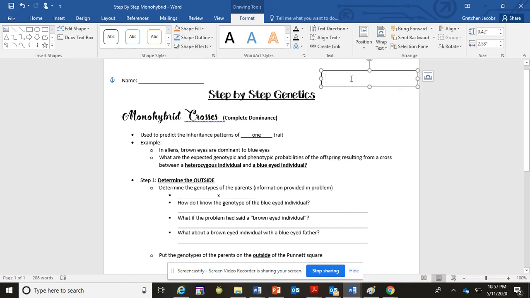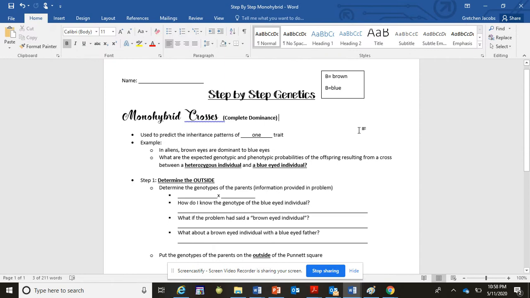Okay, so it says that brown eyes are dominant to blue. So I'm going to use a capital B for brown. We usually use the first letter of the dominant trait as our allele letter. So if capital B is brown, then lowercase b is blue, because brown is dominant to blue.